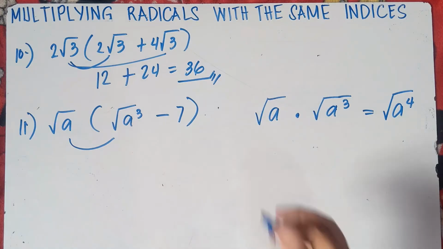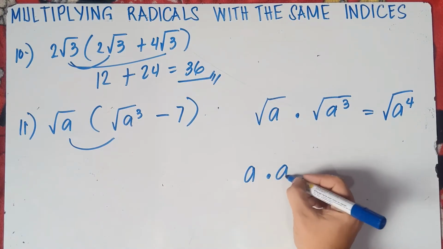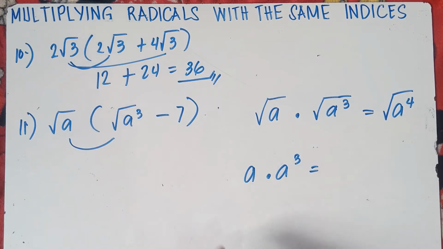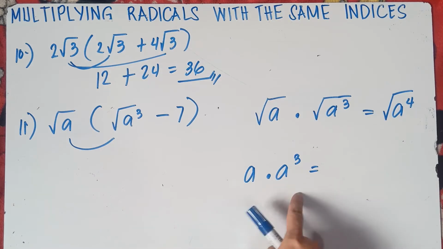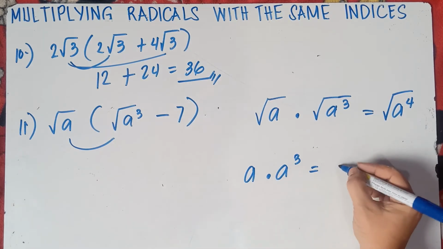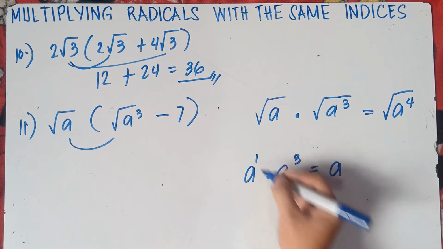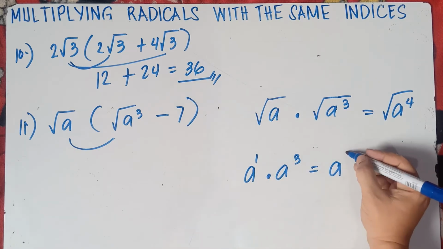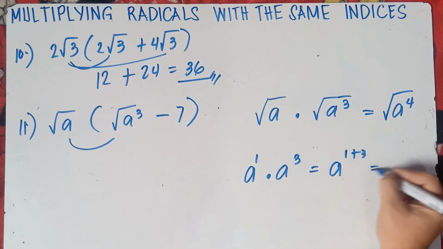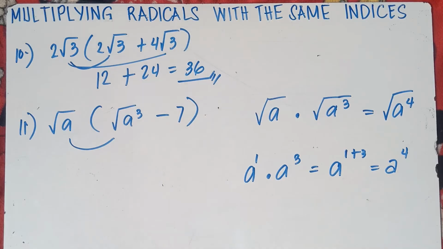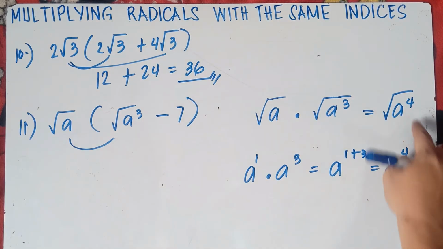Now, why is that, sir? Because a times a cubed. So in the laws of exponents, you still remember, if they have the same base, simply copy the base, then add the exponents. 1 plus 3, that is 4. This will be a raised to the power of 4. So that's why you have the square root of a raised to the power of 4.